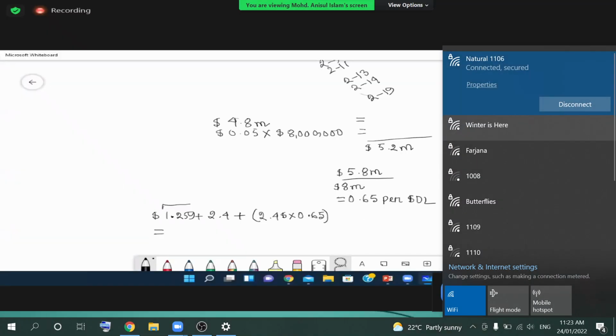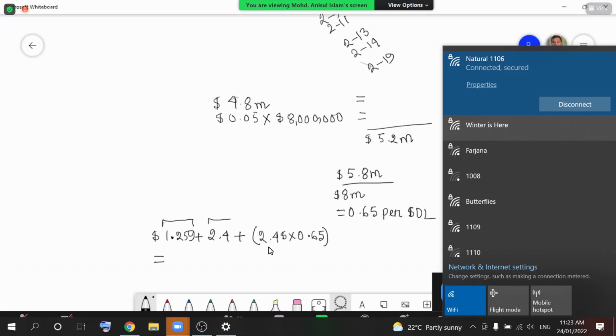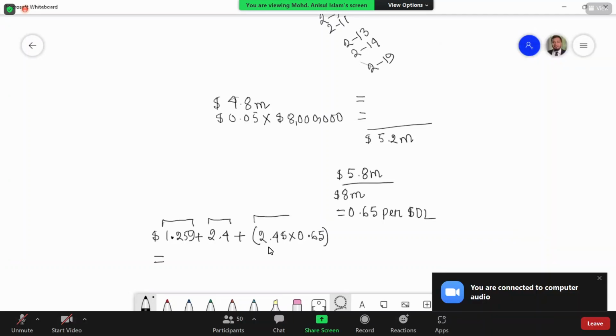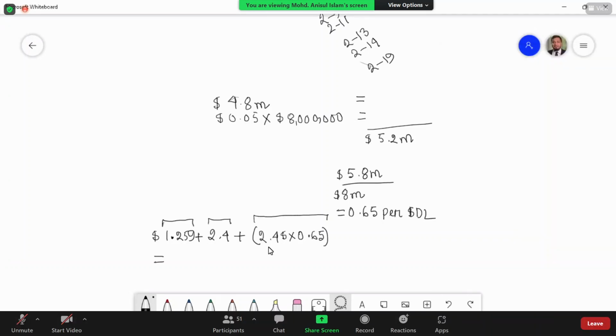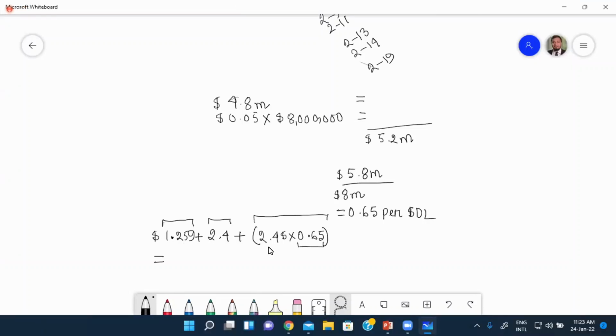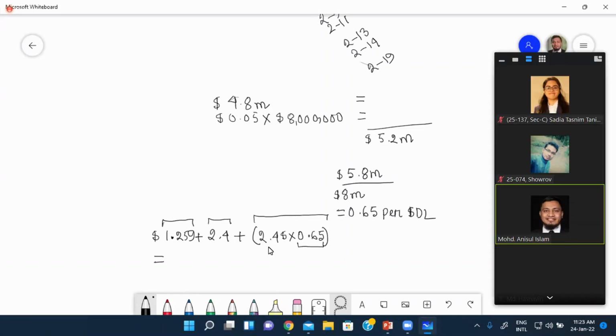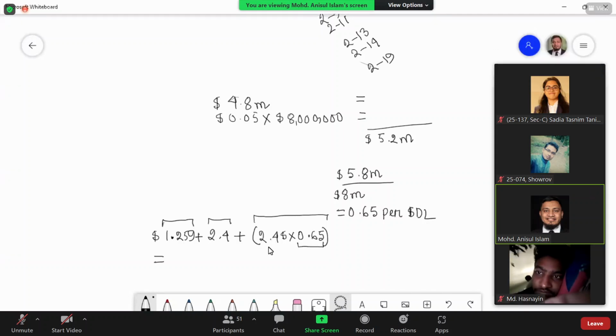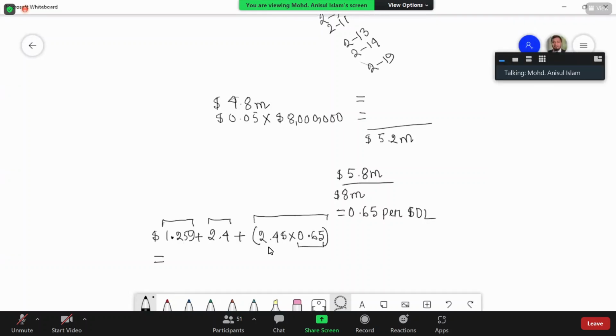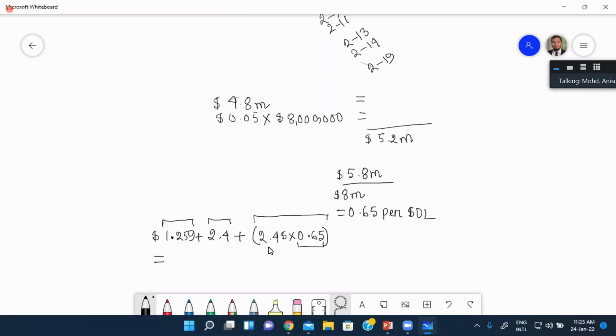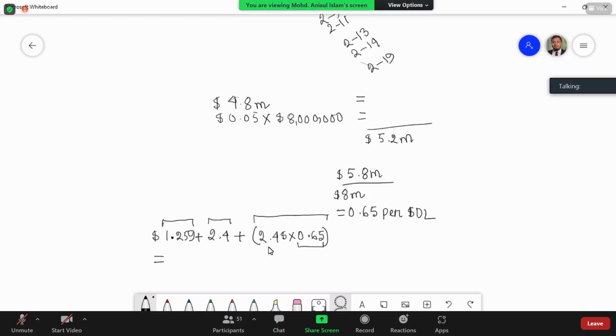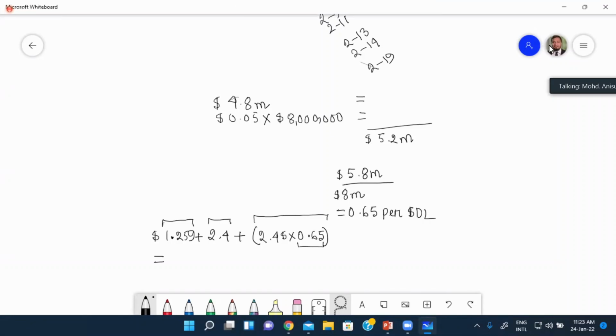For the direct materials, this is for the direct labor, this is for the manufacturing overhead. We have two components here. One is manufacturing predetermined overhead rate. This is 0.65, and dollar labor hour is here. That is 2.45 million dollars. And we are multiplying these two to get the manufacturing overhead.